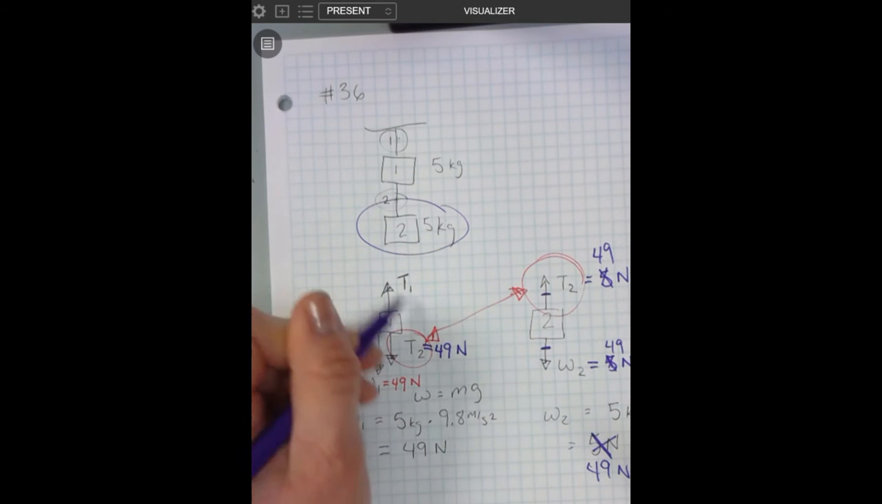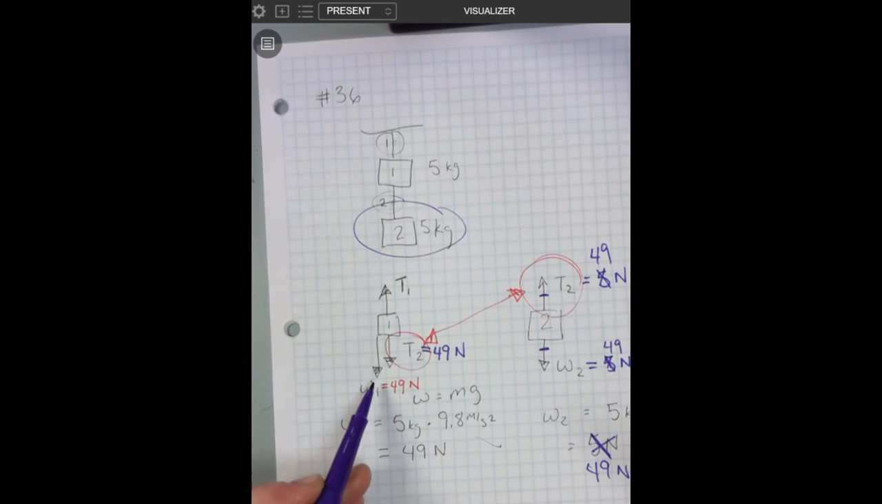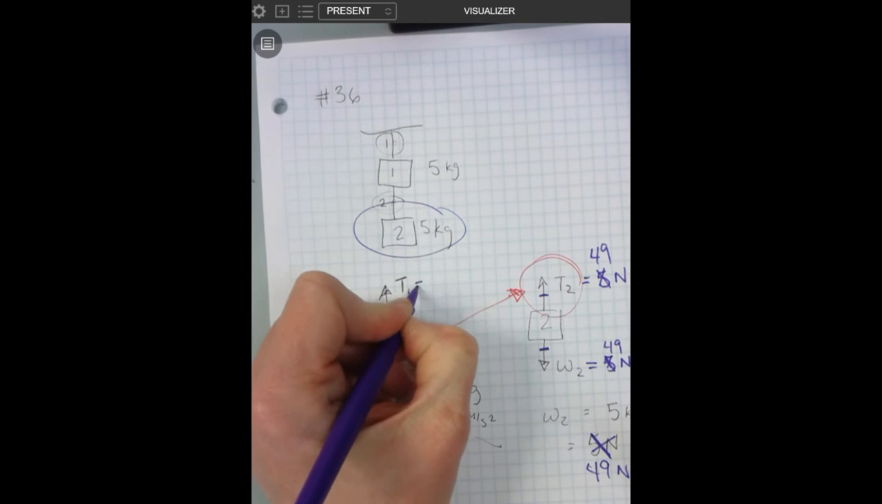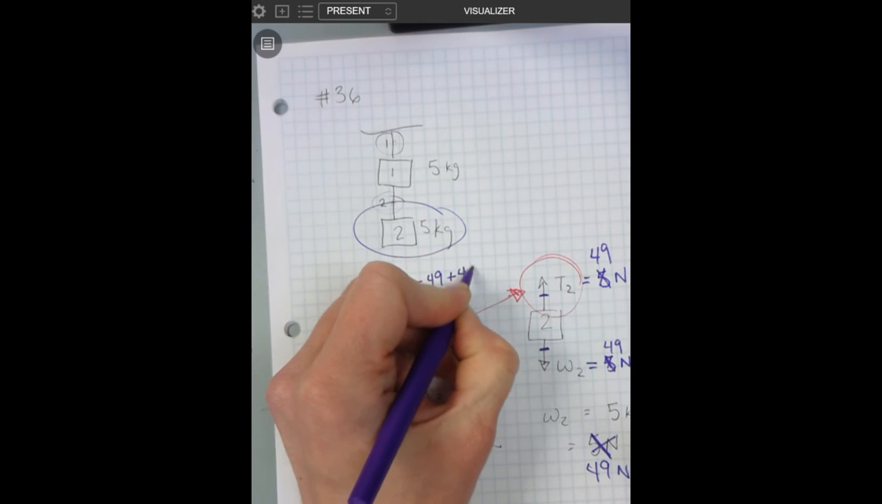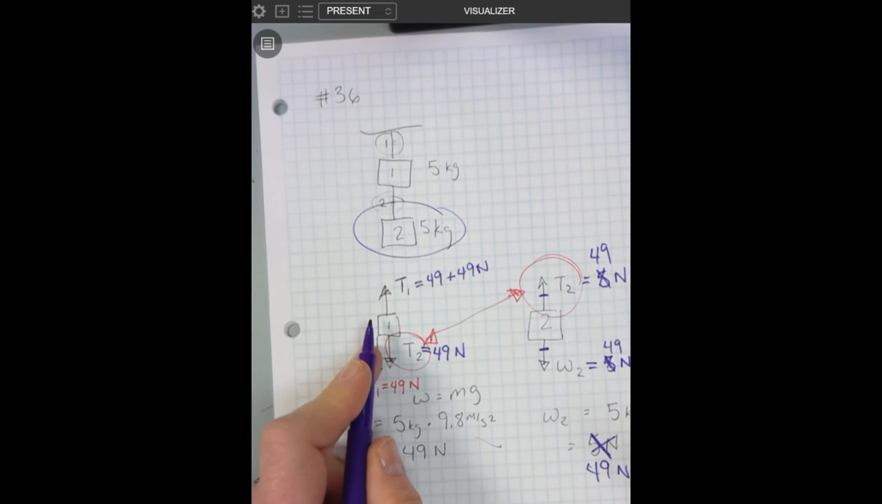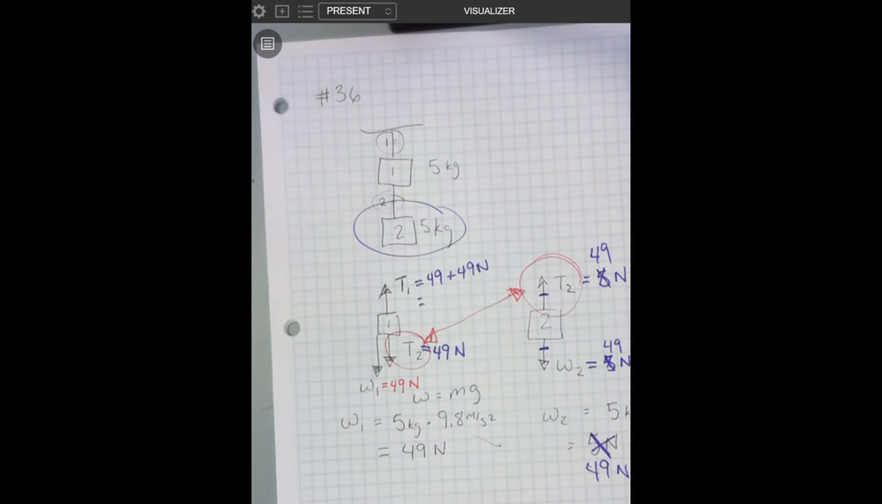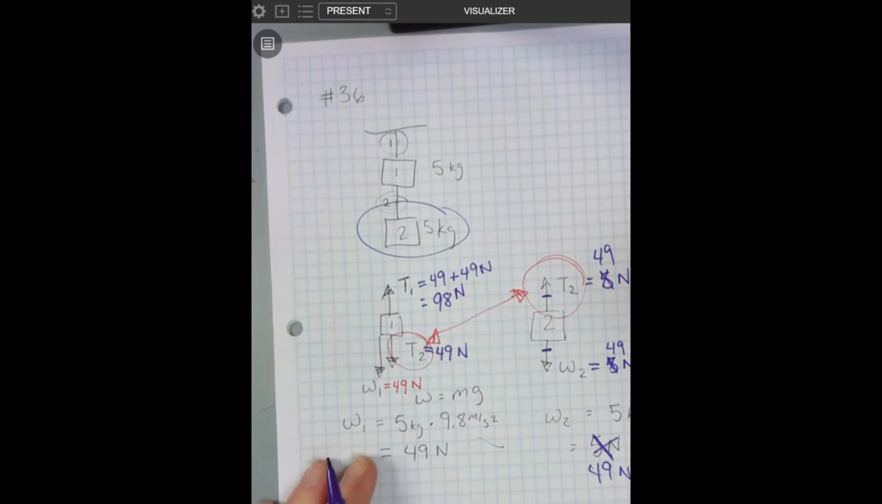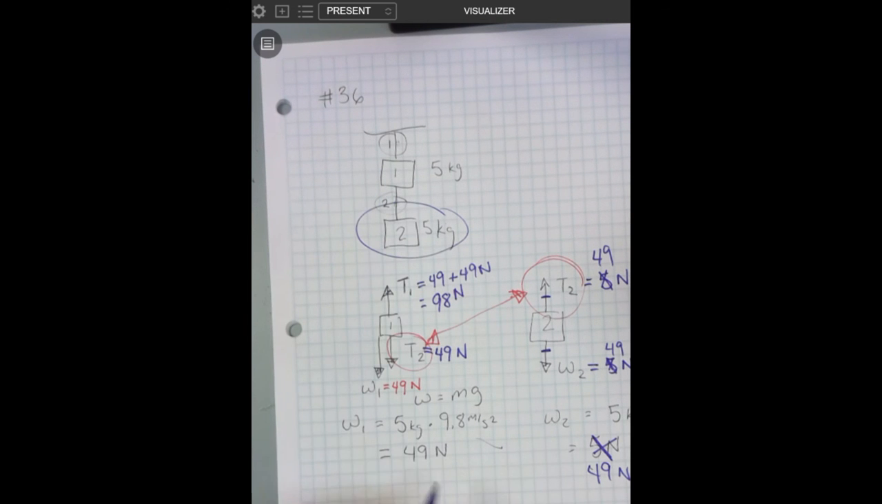And then here, when I'm looking at block 1, I see two different 49 Newton forces downward. So that means T1 has to support both of those forces. T1 equals 49 plus 49 newtons, so that block 1 is also at rest in equilibrium. I don't know what 49 plus 49 is. It's 100 minus 2, 98 newtons. So I have to think about each block, and I have to kind of work backwards from the lowest block up to the highest block, using the idea that each block is in equilibrium.